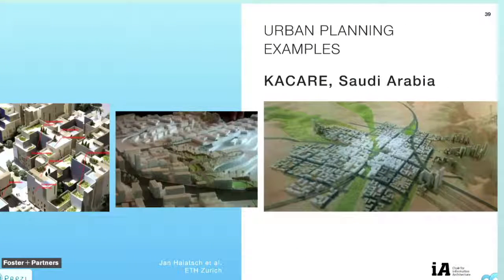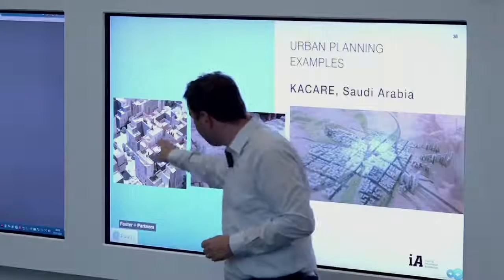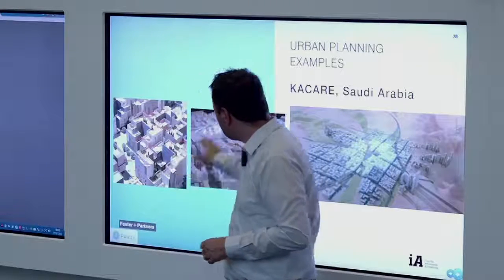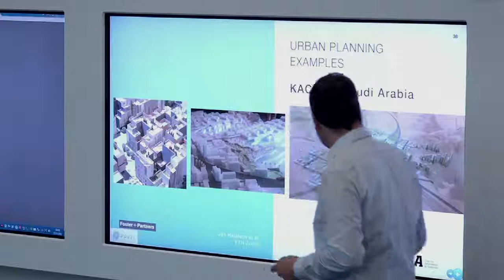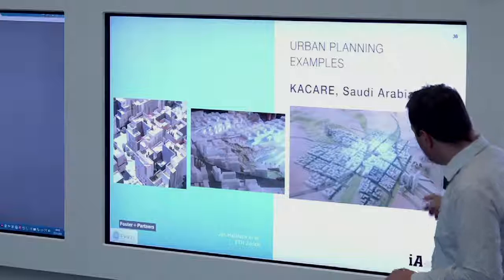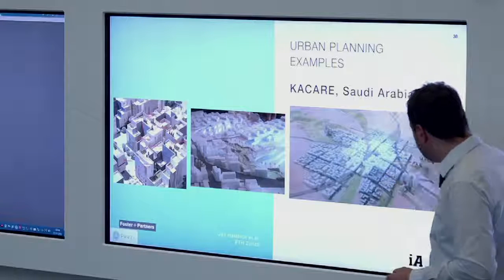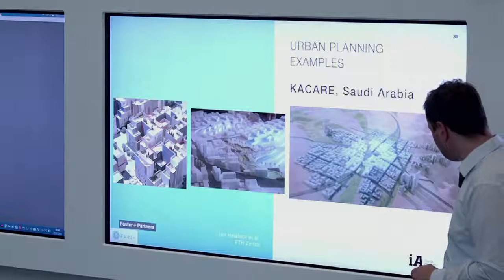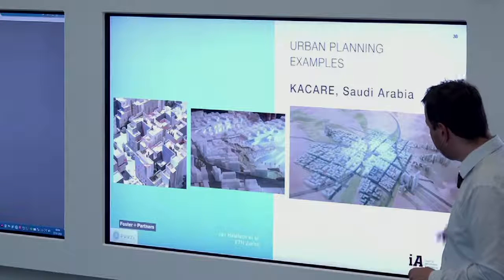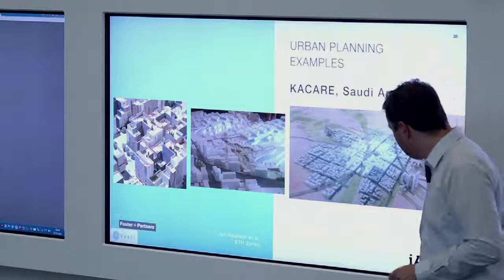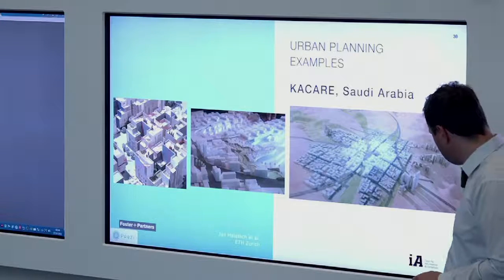And further, we used it for a project called Calcare, also together with Foster and Partners, where the idea was to have, similar to Masdar, very compact building shapes in the middle of the desert of Saudi Arabia. And this should be a very energy efficient city. Not CO2 neutral like it is in Masdar, but energy efficient.